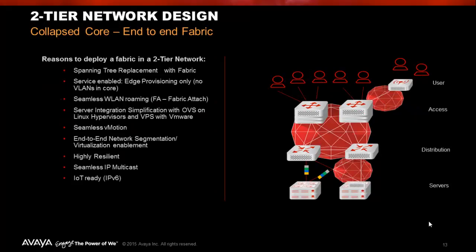Let's take a look at a simple two-tier design. This might be your typical small, medium business, and let's look at the nirvana. Let's say they just say, okay, I'm biting the bullet, I'm going to put Fabric in end-to-end. Well, when you look at that, you get a number of benefits. You replace spanning tree. Spanning tree goes away. You get edge provisioning only. You're no longer dealing with VLANs across the core or routed interfaces in the core.